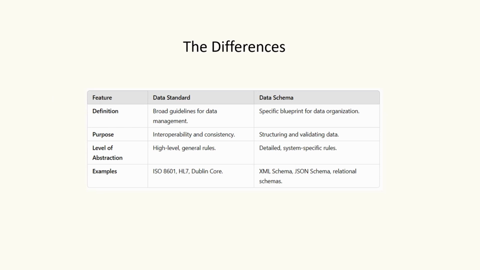The data schema is the more specific, detailed set of rules, and it is things like the XML schema or a JSON schema, whereas the data standard is just kind of the definition of what will go into that schema.